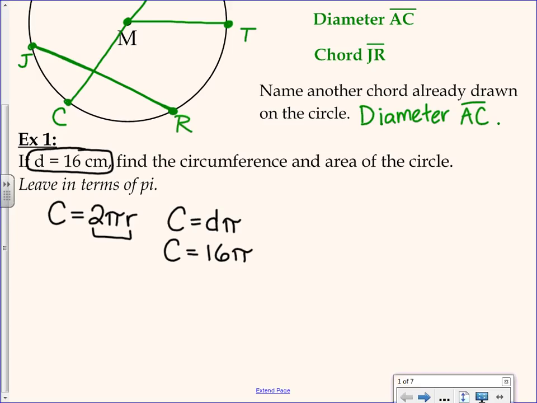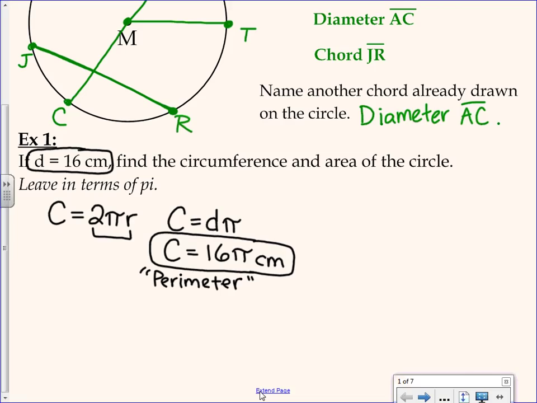And it wants us to leave it in terms of pi. That means do not make this a decimal. This is simplified in terms of pi. The circumference is just 16 pi. Technically, I should put centimeters after it, since those are the units. Now, if you remember, circumference is kind of like the perimeter of the circle. Basically, if you were to take a string and measure around the circle, that would be the length. It'd be 16 pi centimeters.